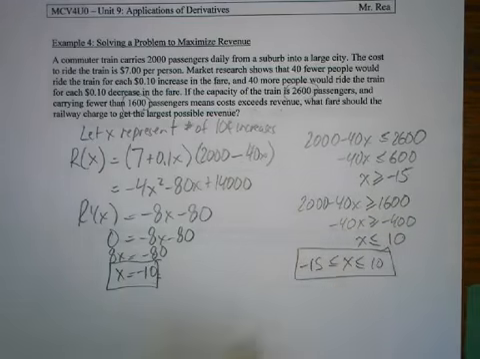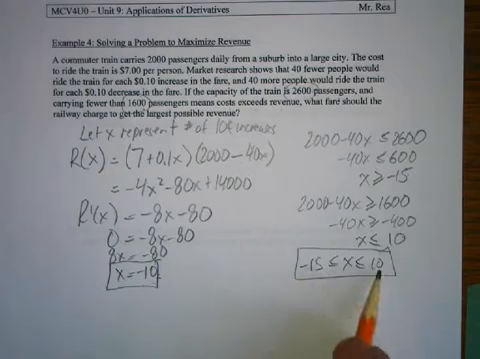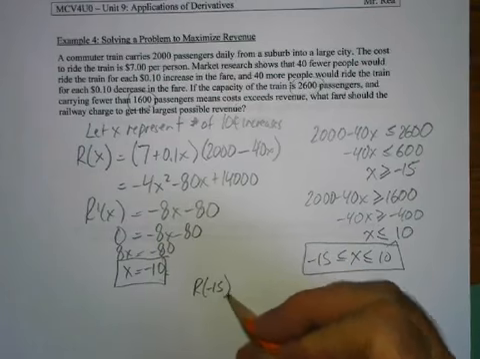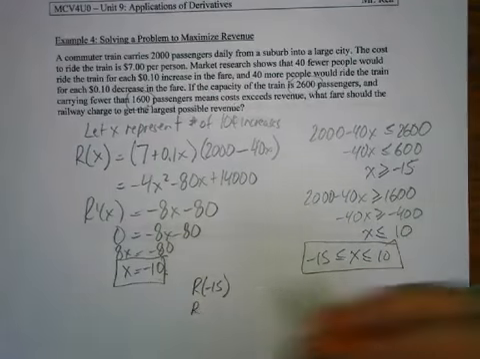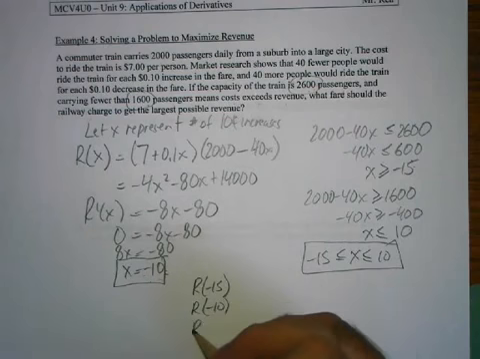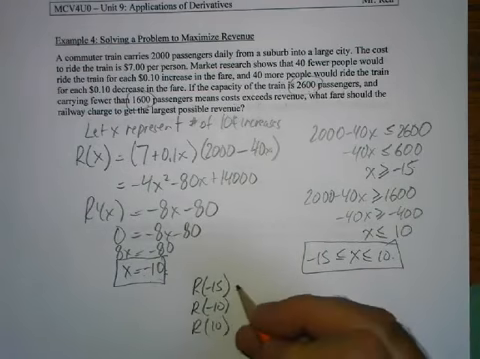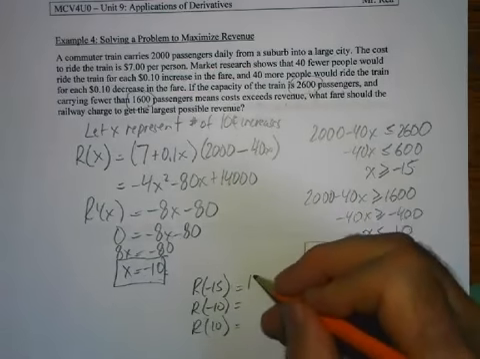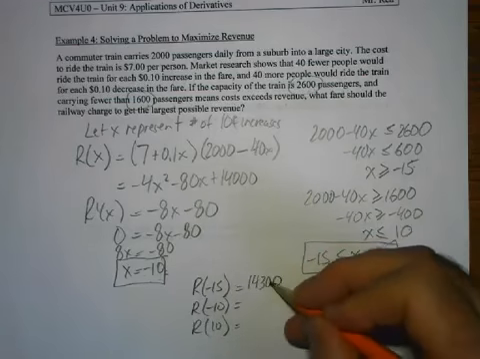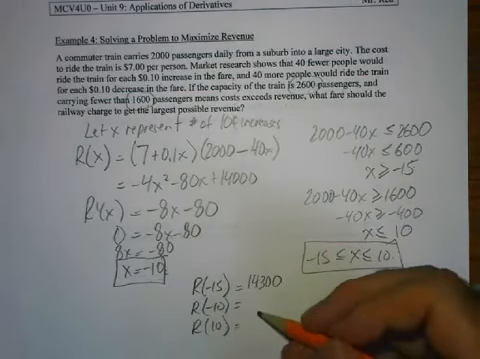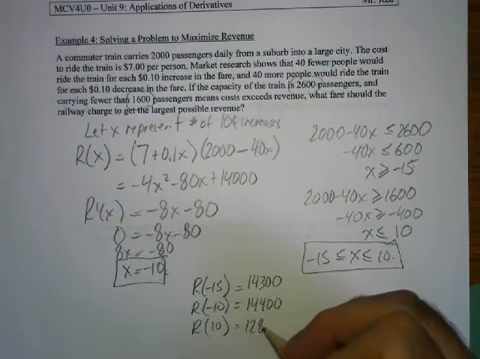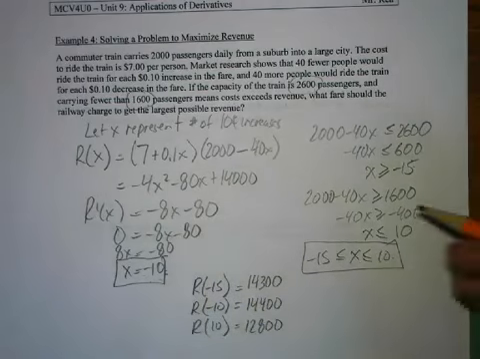Okay, so what values do we test? Well, we test the critical point we found. We also test the two endpoints of the domain. So plug them in: R at negative 15, R at negative 10, and R at positive 10. Okay, so here we get 14,300 when we plug it in. That's the revenue. And here we get 14,400. Here we get 12,800.